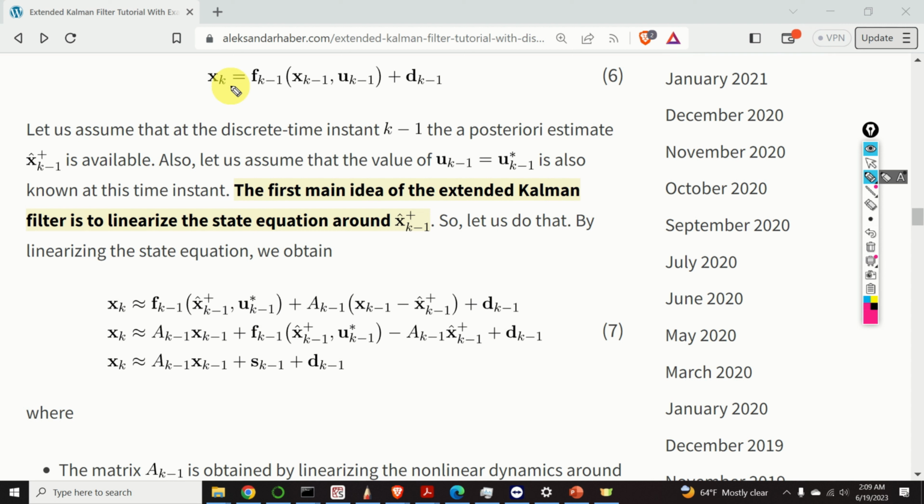The derivation of the extended Kalman filter is based on three main ideas. The first main idea is to linearize the state equation around the a posteriori estimate at the time instant k-1. That is, we linearize the dynamics around the vector x hat k-1 plus.